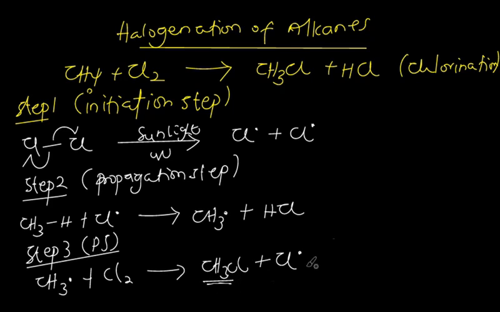Our product, which is what? The alkyl chloride, or the haloalkane. So in the second step, we get the byproduct, which is the HCl, and then in the third step we get our product, which is the main product that we are after, haloalkane. But then what happens? Let's take a look at this.